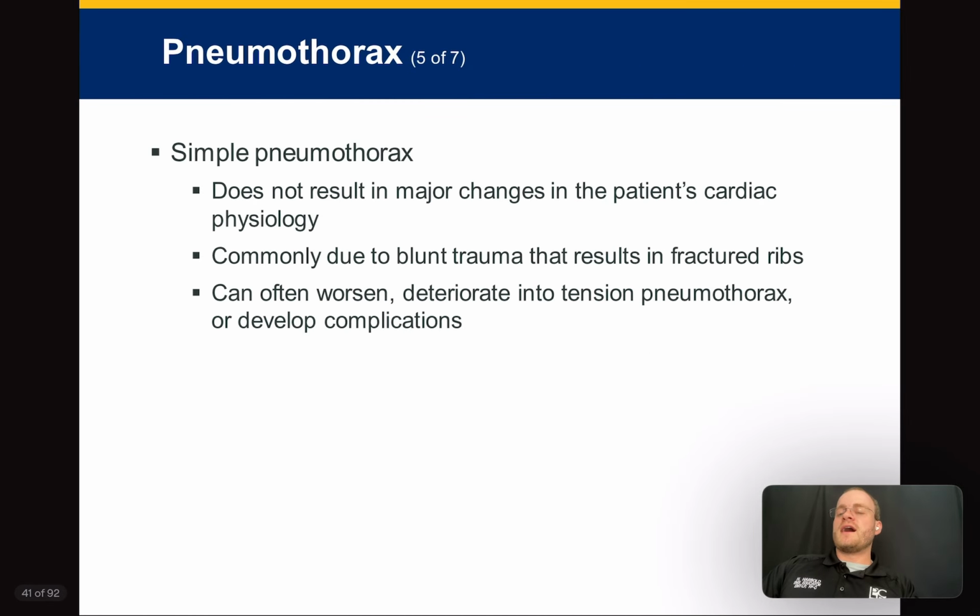This is a very common presentation, a simple pneumothorax. So how will this present? Depending on the size, they may still have absent or diminished lung sounds on the affected side, but they don't have tension pneumothorax symptoms like hypotension, tachycardia, low sats, tachypnea, right? Altered mental status, decreased level of consciousness. Those are all tension pneumothorax, i.e. the next slide, that you have to worry about.